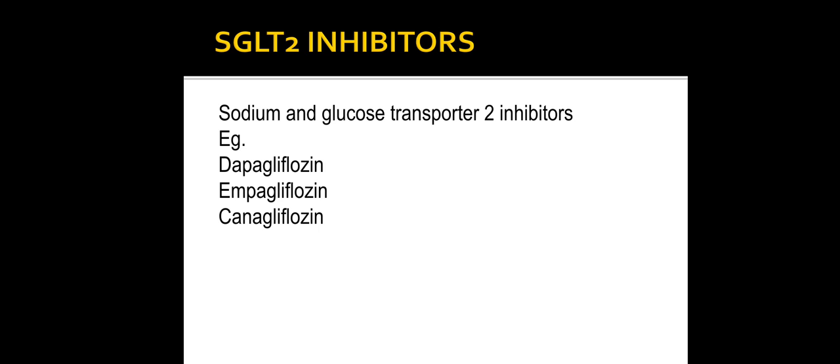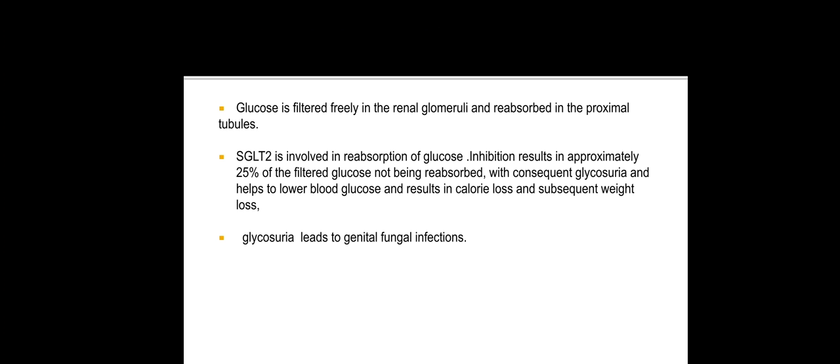empagliflozin and canagliflozin. Glucose is filtered freely in the renal glomeruli and reabsorbed in the proximal tubules. So SGLT2 is involved in reabsorption of glucose. Thus, if you inhibit this SGLT2, it results in approximately 25% of the filtered glucose not being reabsorbed with consequent glycosuria, and helps to lower blood glucose and results in calorie loss and subsequent weight loss.